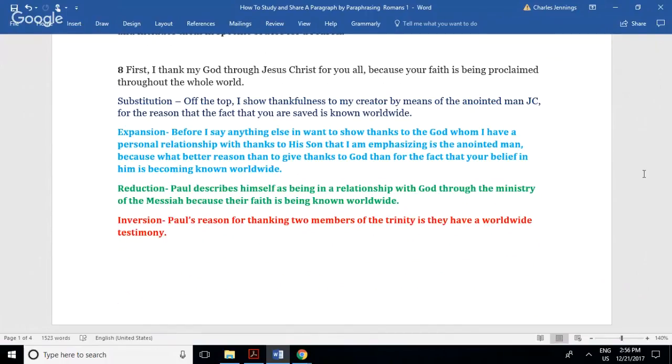I kind of didn't clarify why he was praising God for that. And then for the inversion, you might want to switch things around. You can say, "Paul's reason for thanking two members of the Trinity is that they have a worldwide testimony." And what you'll see here is that my tendency is to go at the reduction level. I try to use as few words as possible to explain the text, but that's just because my goal is to get to the main point.